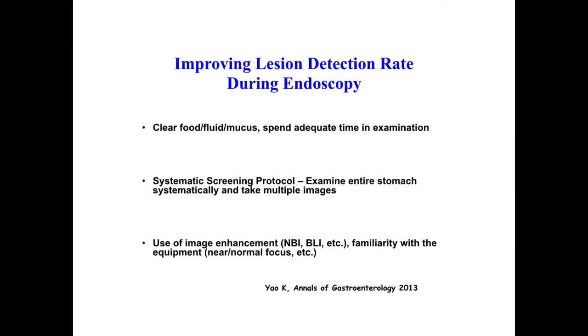Now these are the important points. We should spend adequate time during endoscopic examination. The surface should be cleared of any food, fluid, or mucus debris. The entire stomach should be examined in a systematic fashion so that none of the area is missed. One such example is a systematic screening protocol which has been proposed by the Japanese. They take pictures from each area of the stomach so that none of the areas are missed.